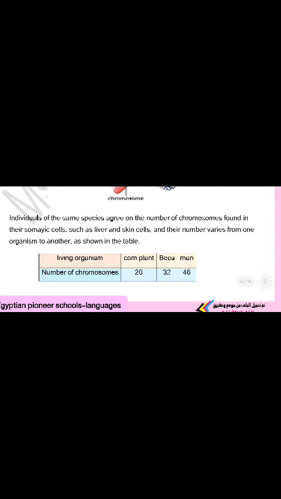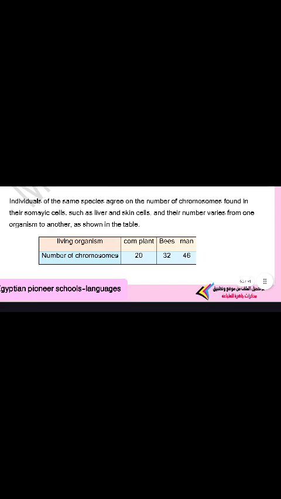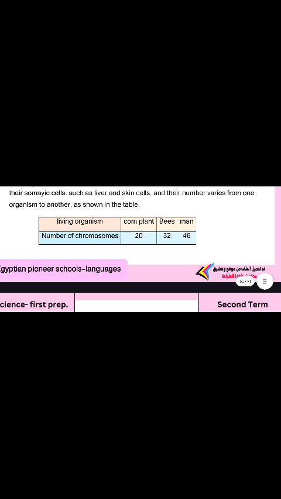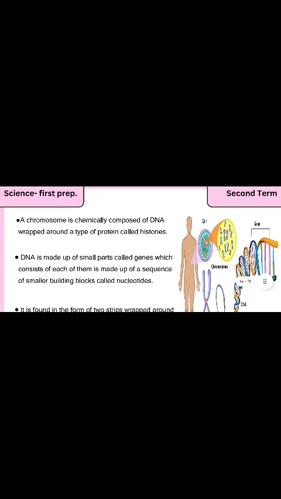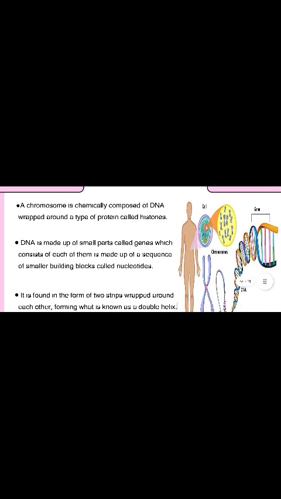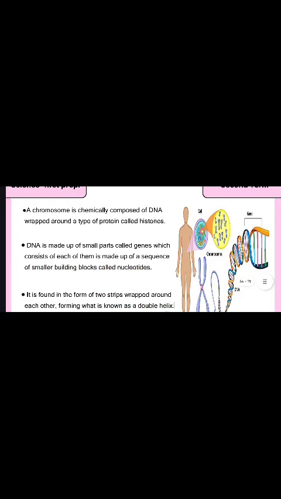Individuals of the same species agree on the number of chromosomes found in their somatic cells, such as liver and skin cells, and their number varies from one species to another. So, for example, the number of chromosomes in the corn plant is 20, while in bees it is 32, while in humans it is 46 chromosomes. A chromosome is chemically composed of DNA wrapped around a type of protein called histones.